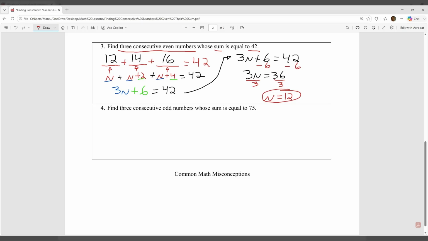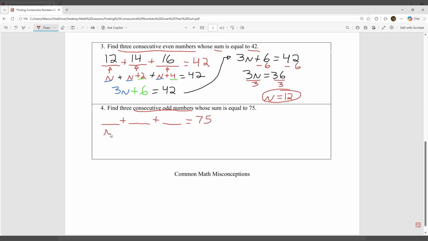Welcome back, everyone. Now we're going to go over question number 4. Question 4 is similar to question number 3. The only difference is they're asking you for consecutive odd numbers instead of even numbers. But the concept is the same because when you're counting odd numbers, let's say 1, 3, 5, 7, 9, 11, you're also counting by twos, right? So it's the same idea. So you have your 3 blanks. This time it's going to be equal to 75.